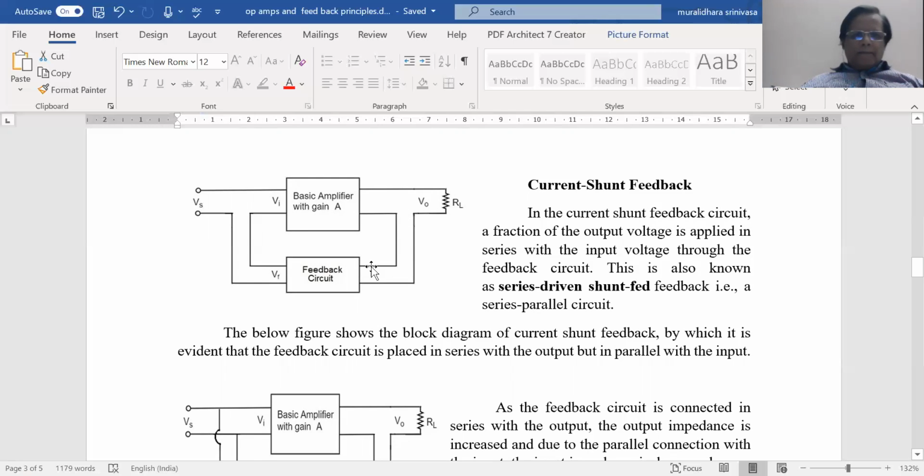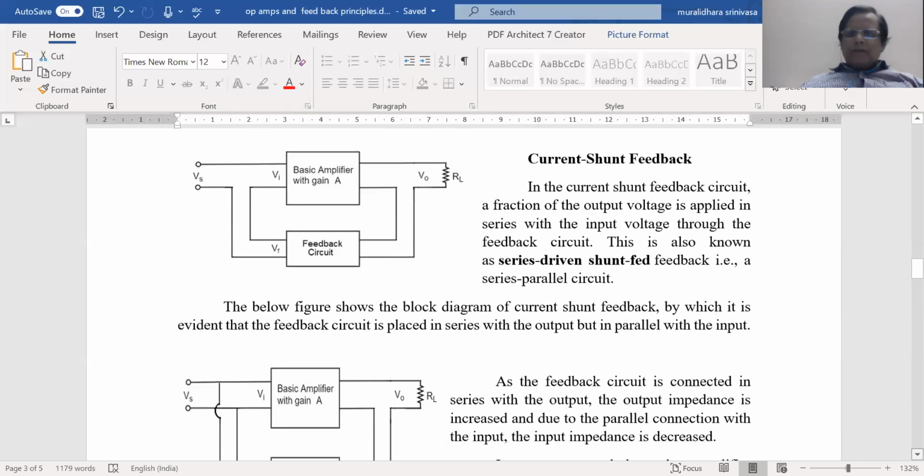Now see, I am feeding current into the feedback circuit. The voltage is Vf. How is it being fed? It is fed back into the input also in series. Therefore, this is a series feedback configuration. So both output and input impedance must increase.